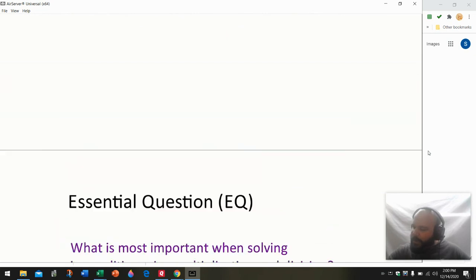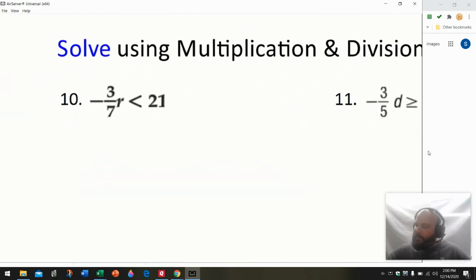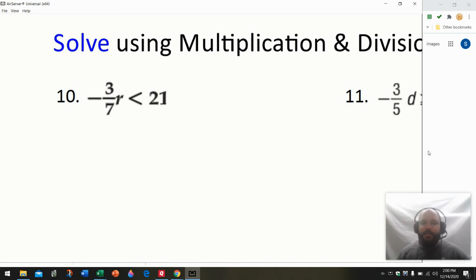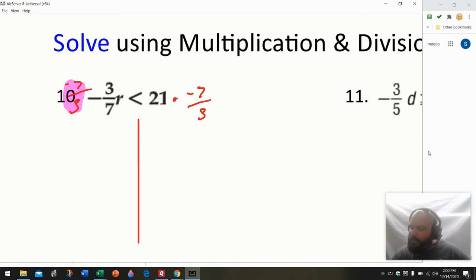Now, moving on to 10 and 11, these are similar type problems to what we just got done doing, but now you can see that this number, this 3/7, is going to be negative. And so this is where we're going to go ahead and flip the sign. So it's a -3/7. I'm going to multiply by a -7/3 on both sides. And you can see this number here is negative, this number here is negative. So because we're multiplying by a negative on both sides, the sign is going to flip.